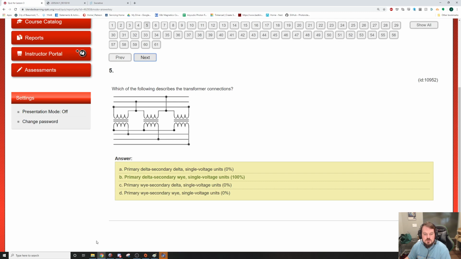Primary delta, secondary Y. So again, delta, one side is connected to a coil and the other side is connected to a coil. That means it's a delta. And I would look at the rest of the connections, but that is how each coil is going to be connected to a coil and connected to a coil. Then down here, connected to a line, connected to a coil, line, coil, line, coil.